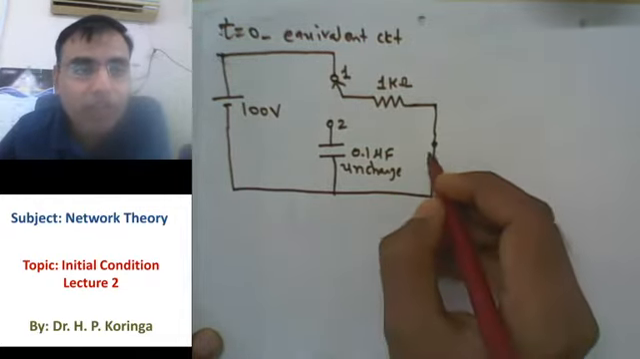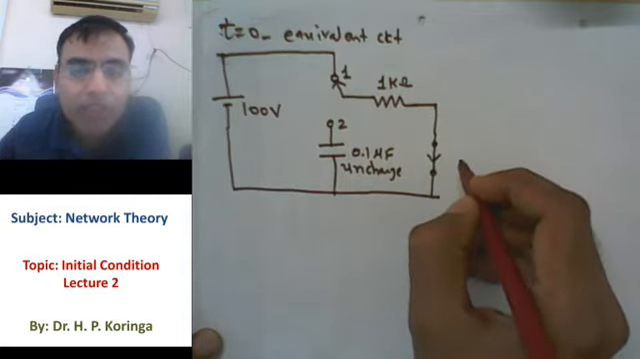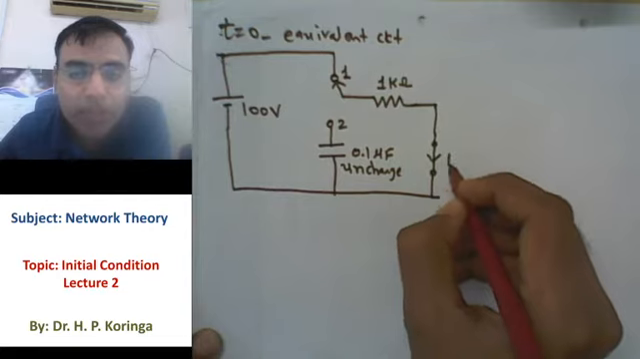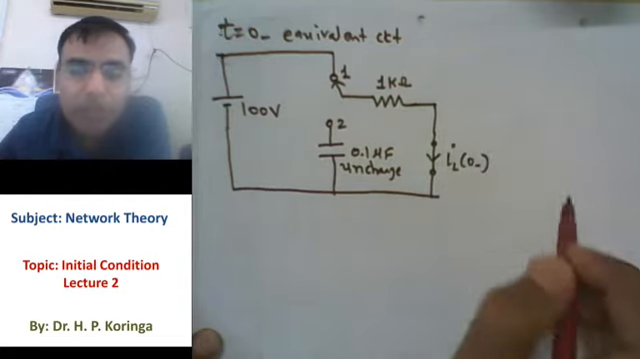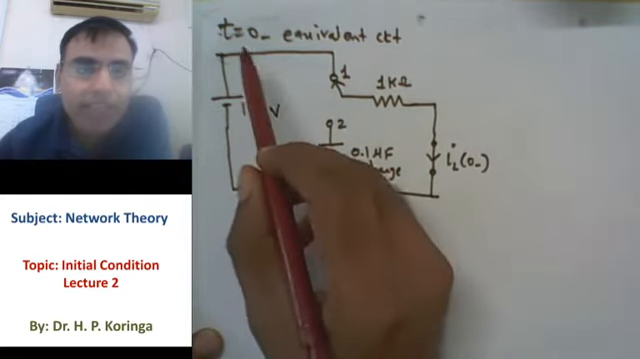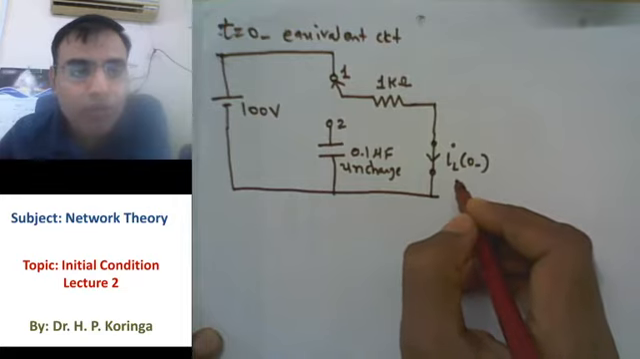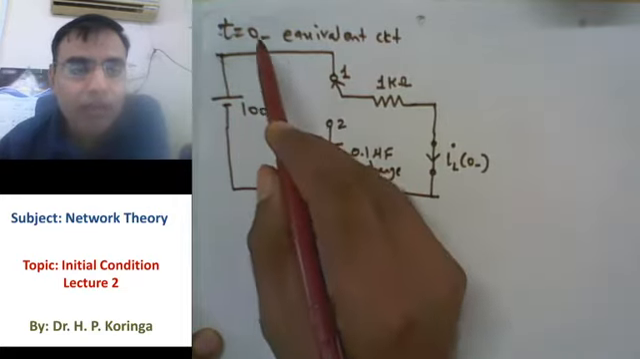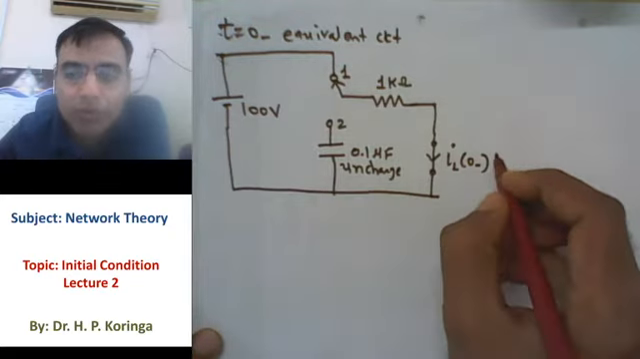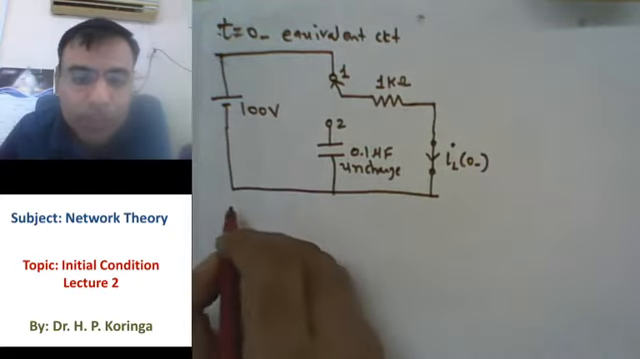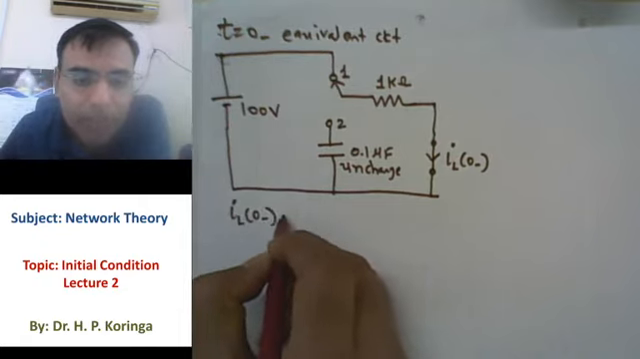So the inductor is now fully charged, and in steady state when it is fully charged it works as a short circuit, and whatever the current flowing at that time is iL of 0 minus. The current flowing through the inductor at t equal to 0 minus is iL of 0 minus. So what is the value of iL of 0 minus for this network?